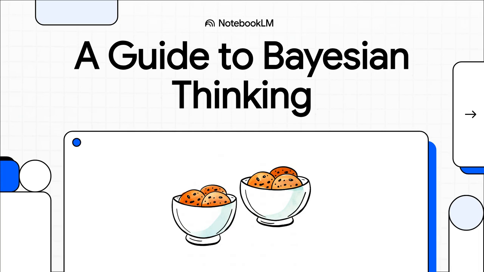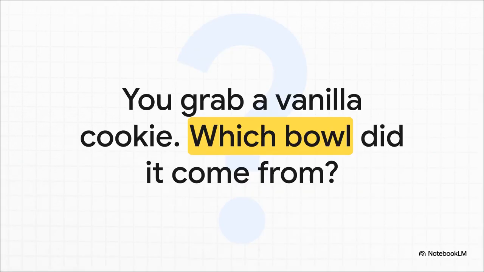Let's talk about a really powerful way of thinking, one that helps us update what we believe when we see new evidence. We're going to break down how to think like a Bayesian, and we'll go from simple puzzles all the way to world-changing applications. Okay, so let's jump right in with a fun little puzzle from the book Think Bayes.